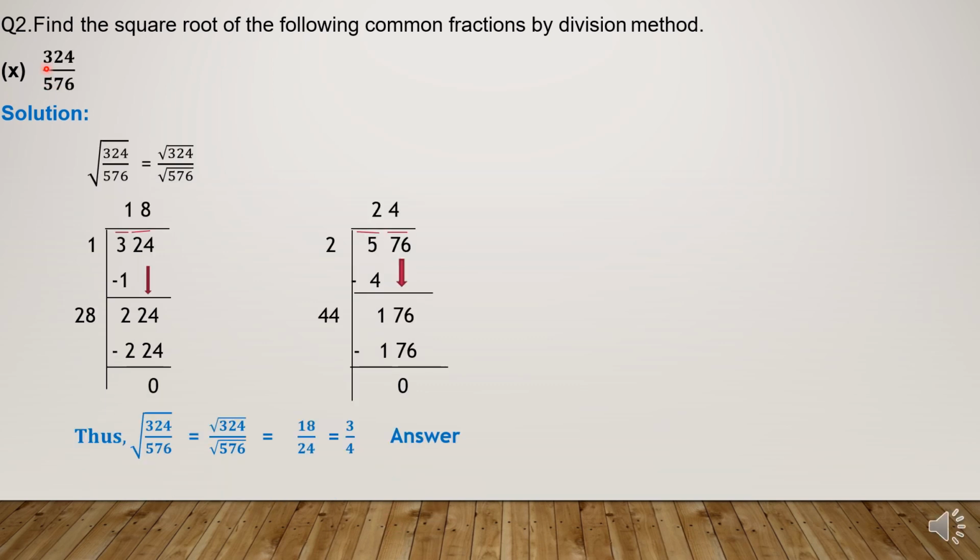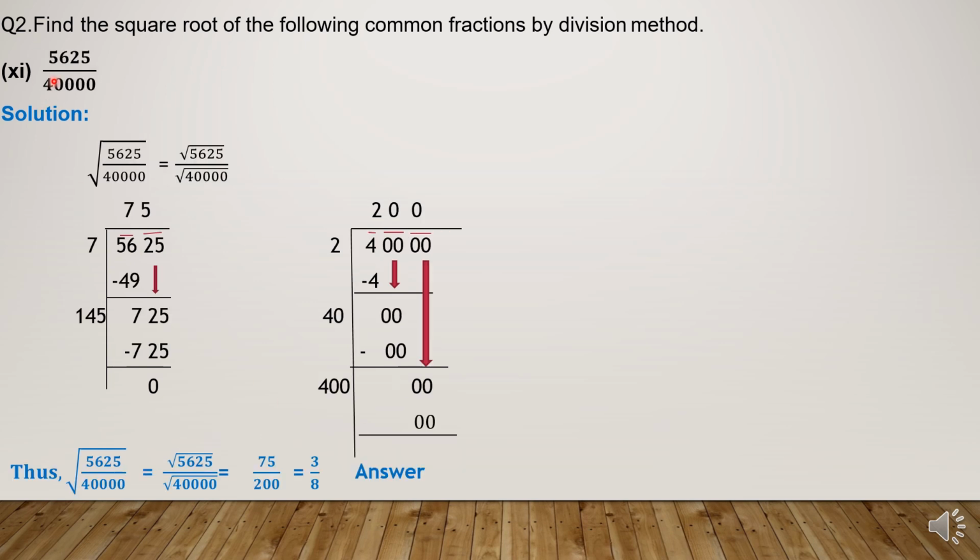See part number 10, 324 by 576. Take the square root of the complete fraction, that is, put the sign of square root on numerator and then on denominator. Take square root of 324. After it, take square root of 576. Your answer is what? 18 by 24. 18 by 24 is your answer. Now both can be cancelled out with the table of 6. 6 3s are 18, 6 4s are 24, and 3 by 4 is your answer.